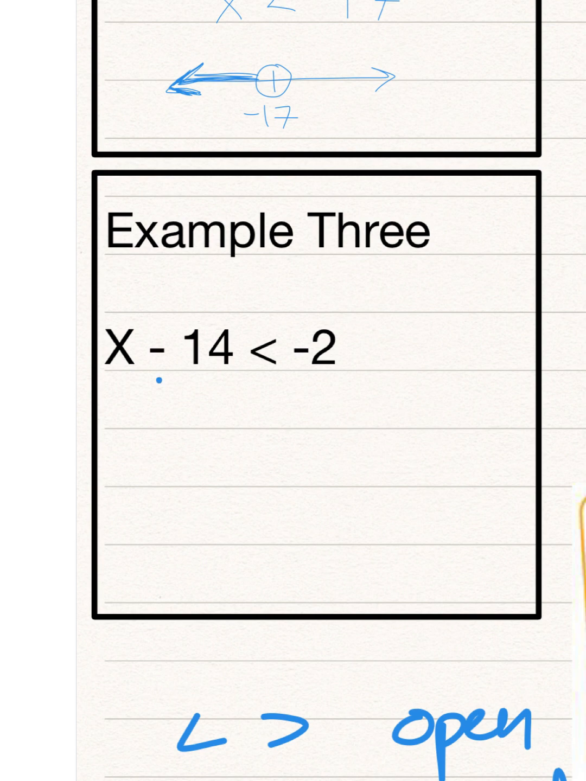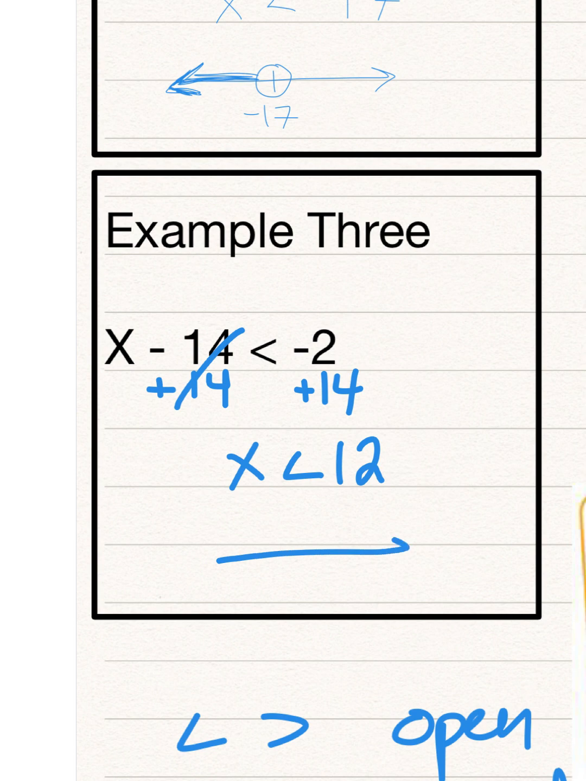To undo subtraction, we're going to add. So we add 14. And we have x is less than -2 plus 14 is 12. So if we put this on a number line, we have 12. It's an open circle because it does not include 12, and it is less than.